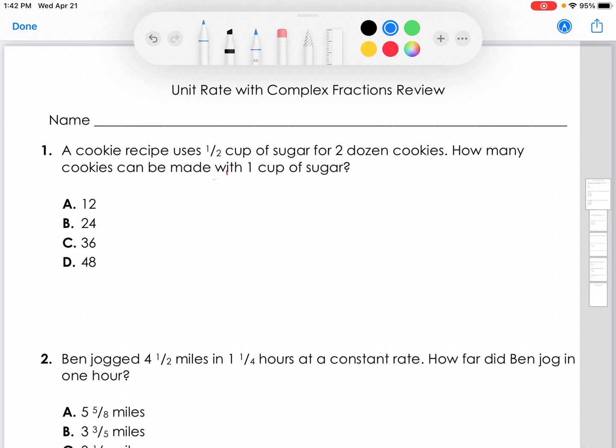All right, guys, today is our first day working on EOG review. Today we're going to start on unit rate with complex fractions. So I'm going to start by making myself a chart, and I'm going to label my columns. So I have sugar, and I have cookies. So let's look at the problem.